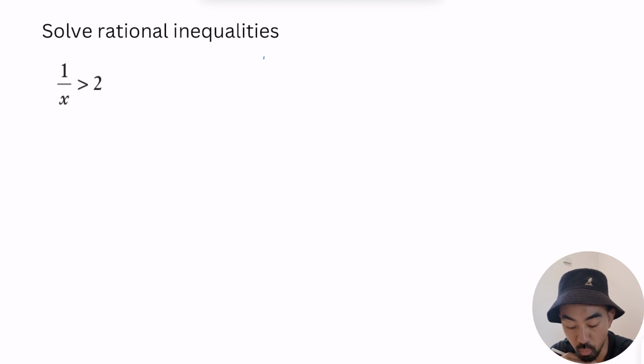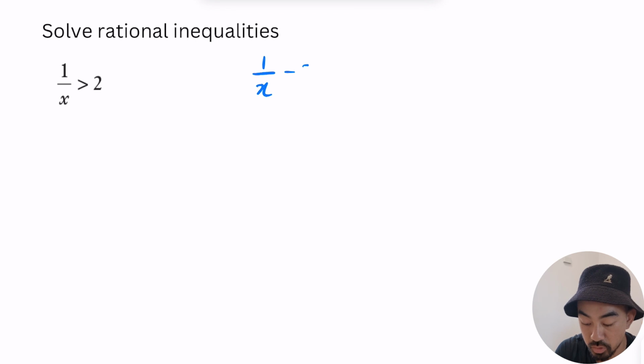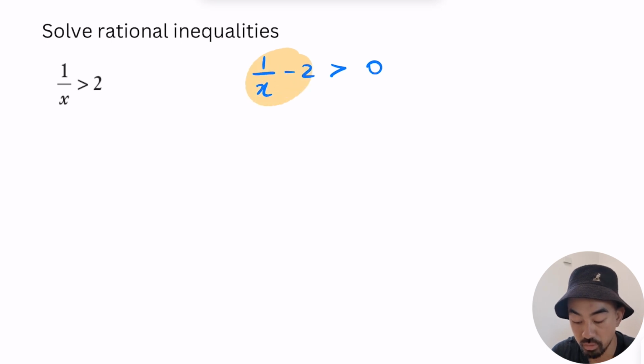Okay, so here we've got 1 over x is greater than 2. So whenever we solve these, we always want one side equal to 0. So let's do that. 1 over x minus 2 is greater than 0. The next thing we want to do when we do these questions is we want to make one fraction out of that. So in other words, we want to have one denominator.